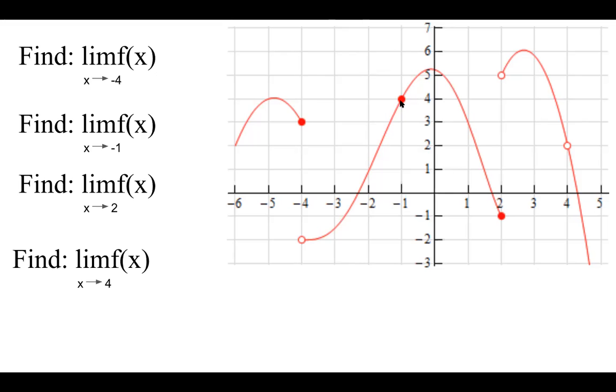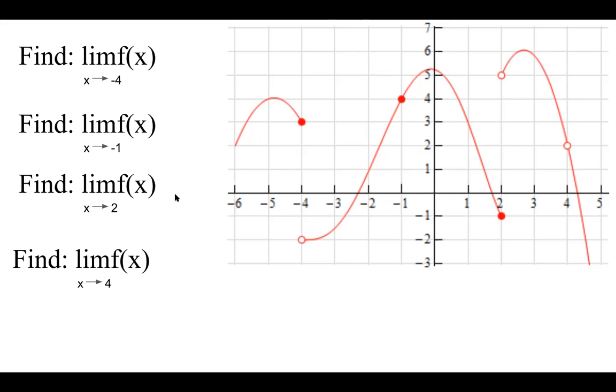Now what about as x is approaching 2? What is happening to the function? So as we get closer and closer to 2, it is getting closer to -1. But that is only on the left. On the right, as we get closer to 2, it is actually approaching 5. So again, the left-hand side does not equal the right-hand side of this limit. So that means that this limit does not exist.